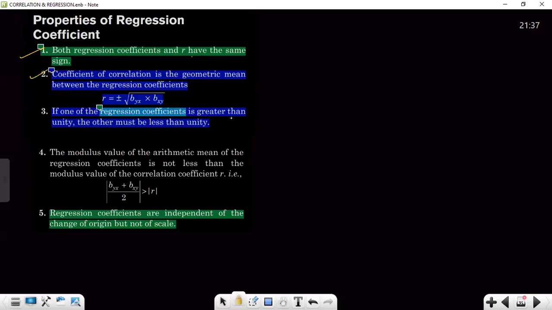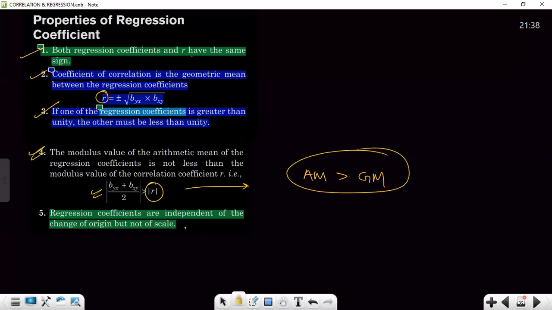If one of them is greater than unity, then the other must be less than unity. We have talked about this, very important. The modulus value of the arithmetic mean of the regression coefficients is not less than the modulus value of the correlation coefficient. This is the property where we discussed AM is greater than GM. If we are talking about BYX and BXY, the arithmetic mean is this, but the geometric mean is equal to R, so that's why they have written R here. This is also important.